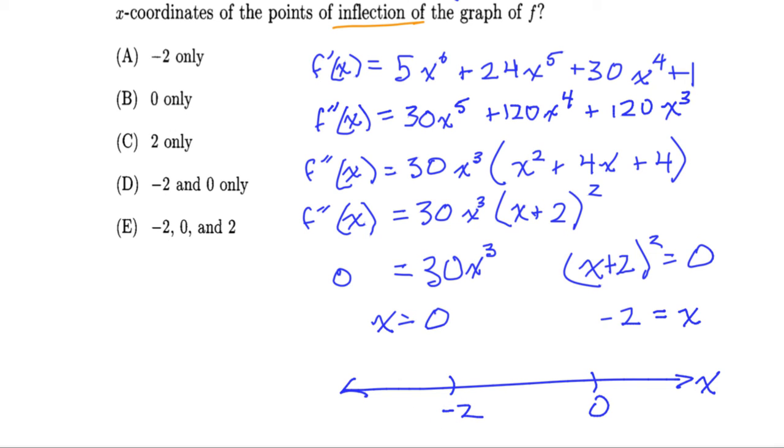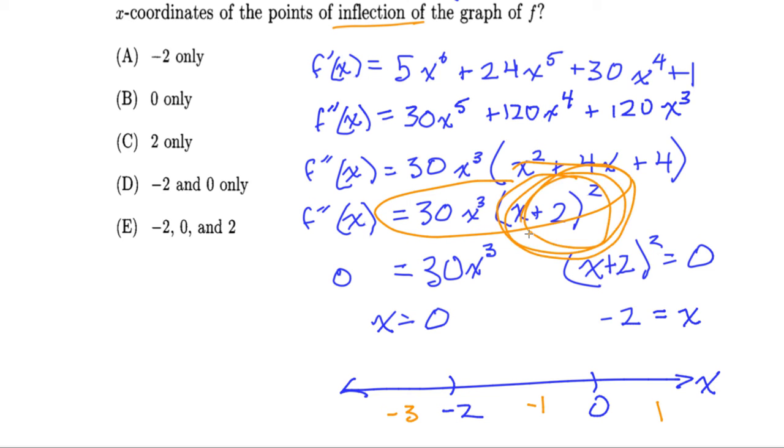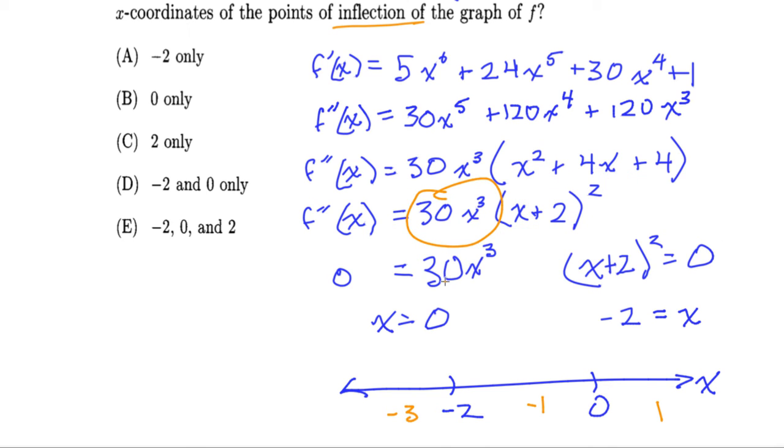When I plug in my points, I'm going to check negative 3, I'm going to check negative 1, and I'm going to check 1. When I check negative 3, I'm plugging into this factored form right here as much as possible. Something cubed will always take the sign of whatever you have. And this thing right here will always be positive because it's always squared. So don't worry about this x plus 2. You're only looking at this x cubed. So when I plug in a negative 3, it's going to take the sign of the negative. So this is going to be a negative.